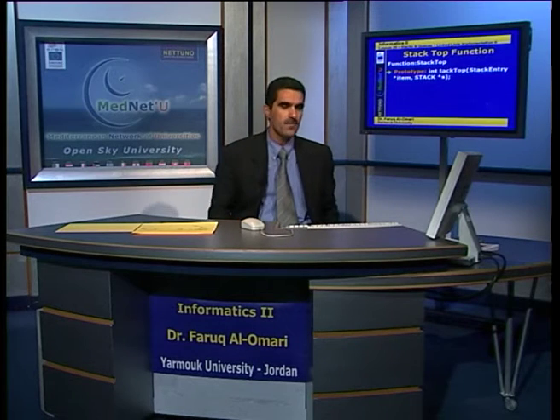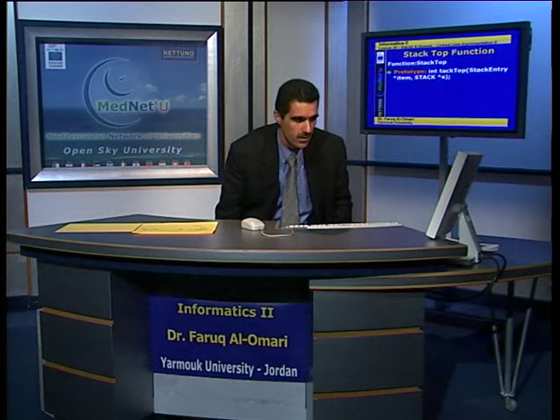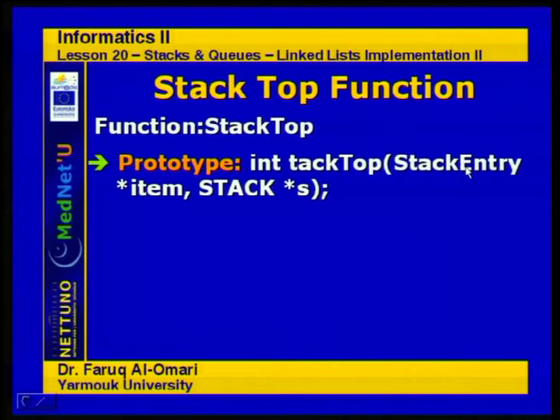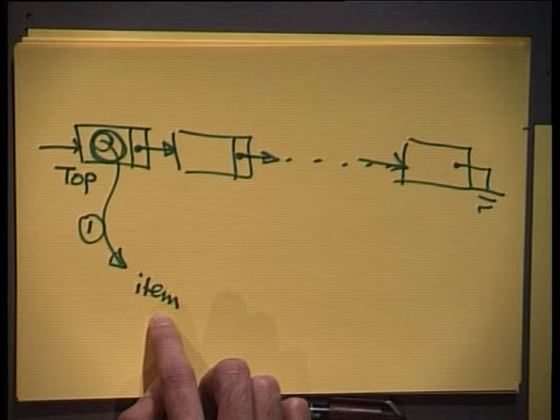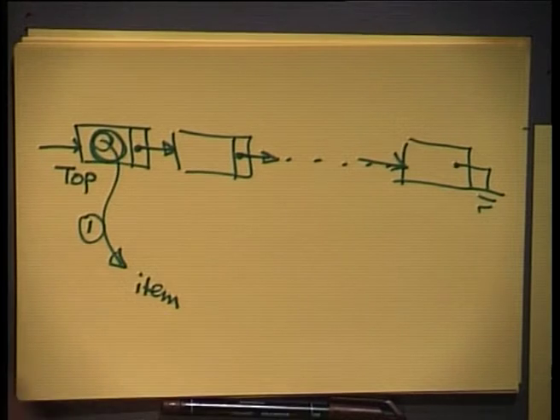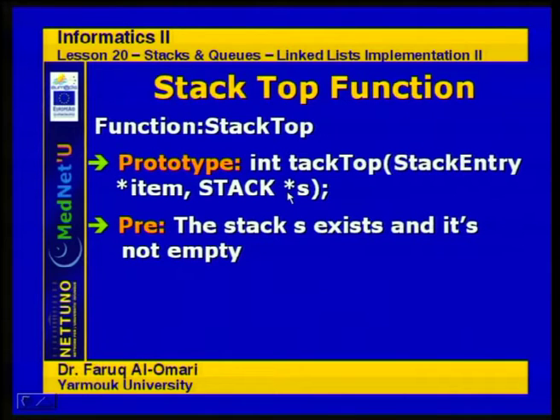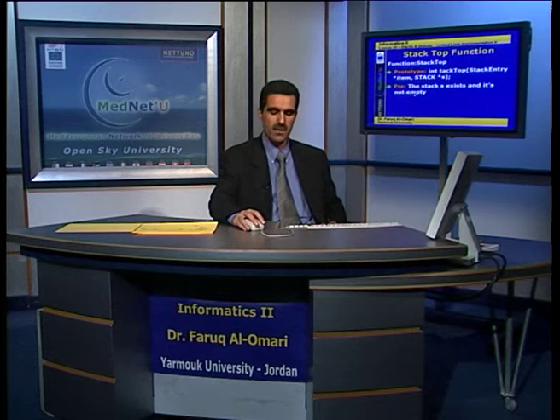Okay, so basically the prototype will be something like this. Integer stack top. It takes as an input a pointer to item, and this is the container that's gonna carry the data I'm gonna retrieve from the top of stack, and of course the stack itself, a pointer to the stack. The precondition, simply as with the previous one, is that the stack already exists and it's not empty, because if it's empty then I'm afraid I cannot retrieve anything from an empty stack.